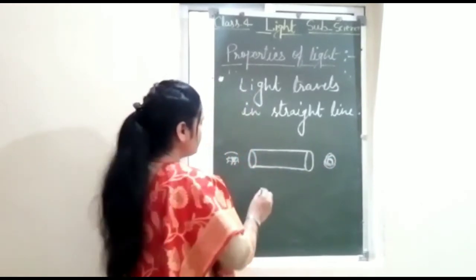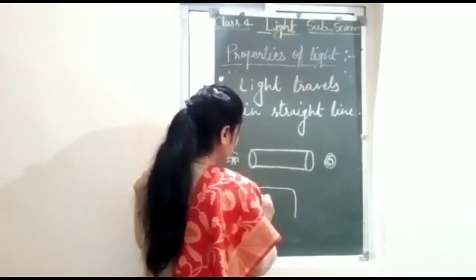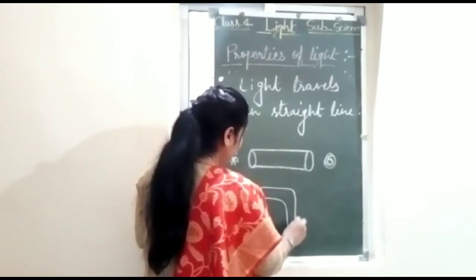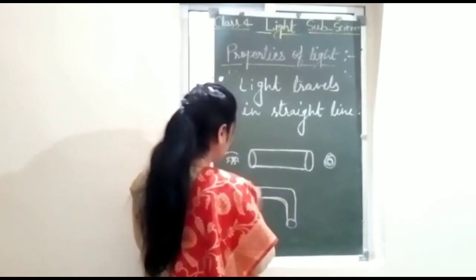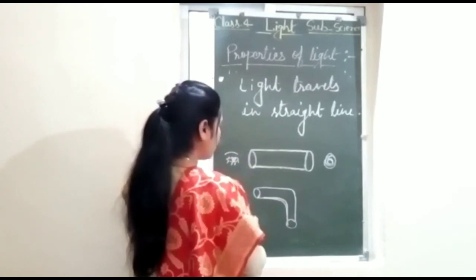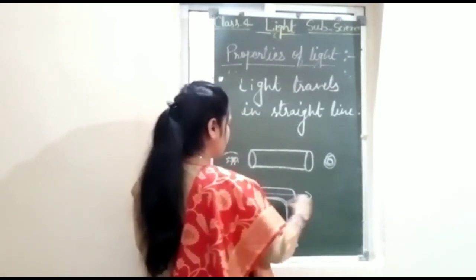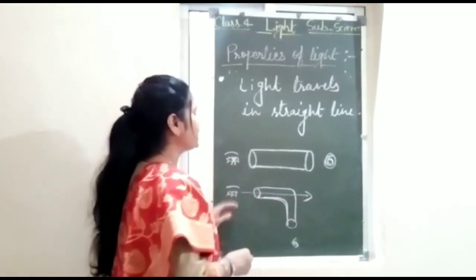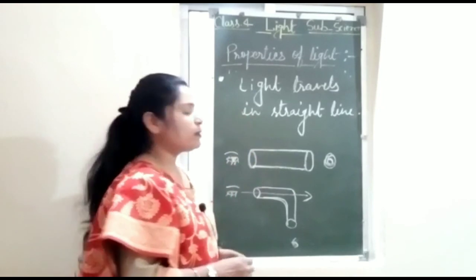But when we try to see from this folded tube, means we will fold this tube like this, then we will try to see. So we will not be able to see this side because light travels in a straight line. So this proves that light travels in a straight line. So these are the properties of light.